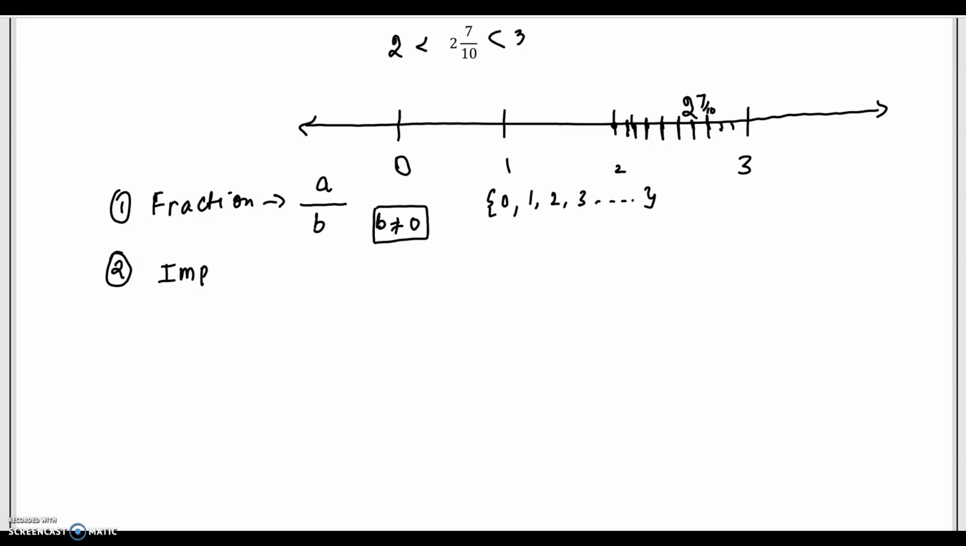We know the difference between an improper fraction and a proper fraction. What is an improper fraction? Anything like, for example, 9/7. The numerator is greater than the denominator. A proper fraction is, for example, 3/8. So the numerator is less than the denominator.